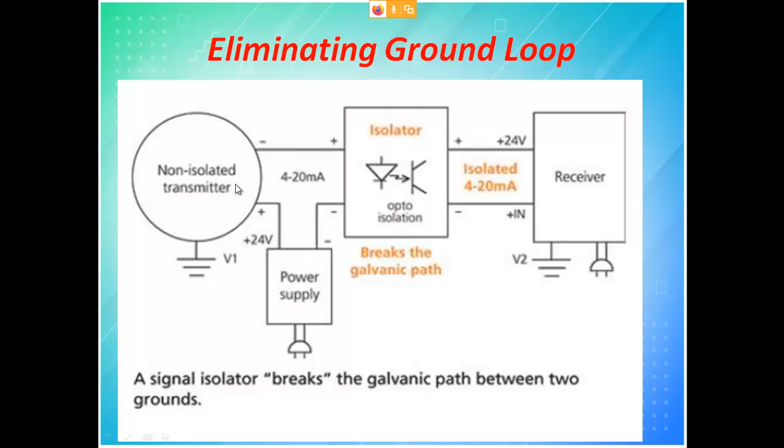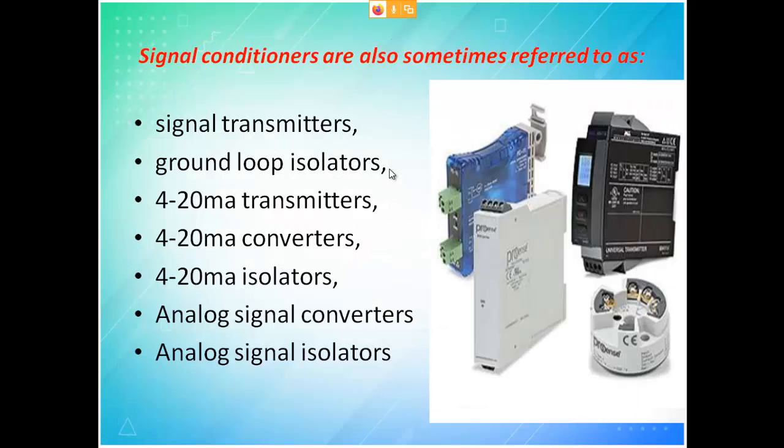Then, to eliminate the ground loops, you have to follow the procedure I have described. The signal isolator breaks the galvanic path between the two grounds. So you have to do the proper procedure, like putting in isolators. Once you put in an isolator, it breaks the galvanic path. Since only light is going to travel, that is how we will try to eliminate it.